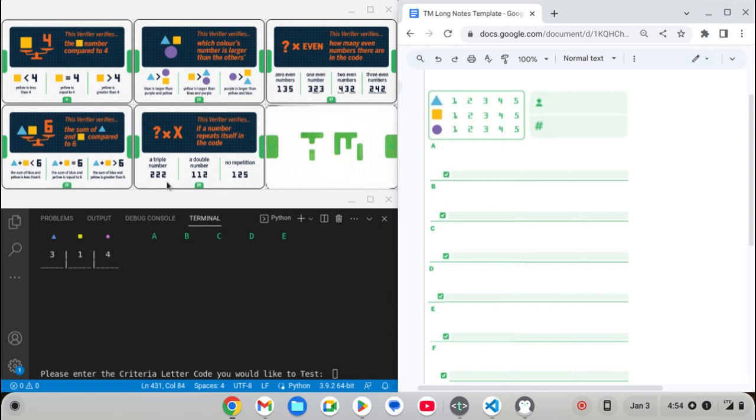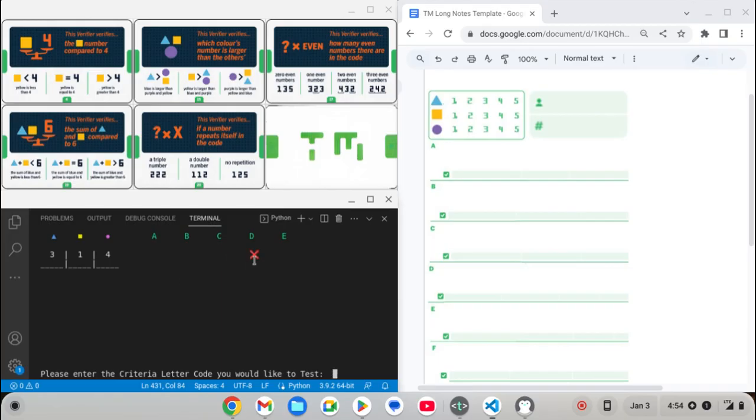Now remember, the objective of today's puzzle is to find that unique 3-digit code that abides by all the 5 criteria cards we just described. And we're going to start off with an initial proposal of 314. So I think the first thing I'd like to test is criteria card D.